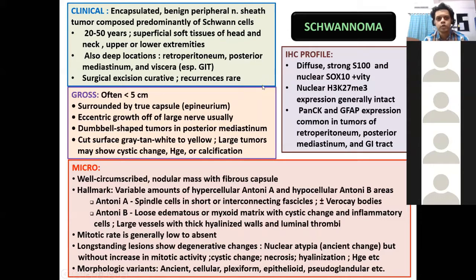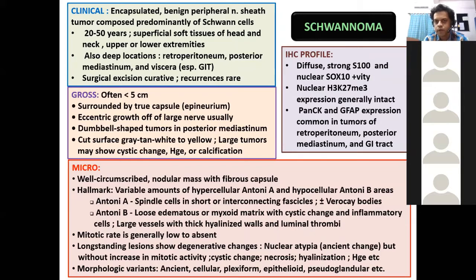Okay. So the deep locations, you'll get them in the retroperitoneum, posterior mediastinum also. So those sites also will be kept in mind. These are usually less than 5 centimeters unless you get them in the abdominal cavity, in which case they can grow to be large. This can also show cystic change, hemorrhage, etc. You will get Antoni A areas, you will get Antoni B areas. Mitosis is usually low. Long-standing lesions can show degenerative changes, nuclear atypia, ancient change, but there will be no increase in mitotic activity.